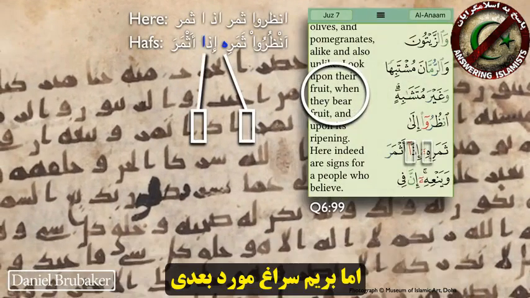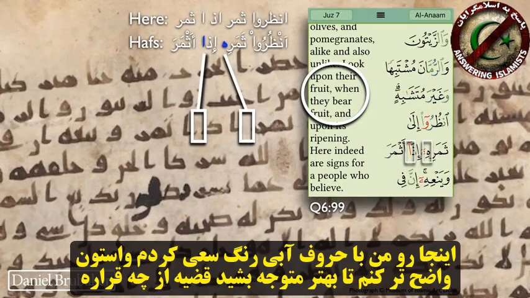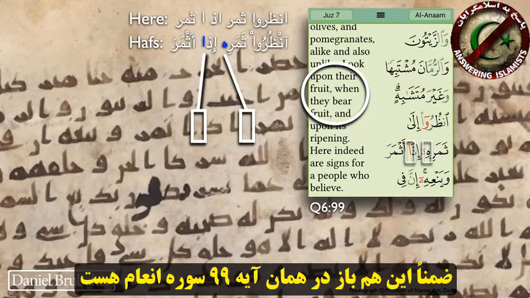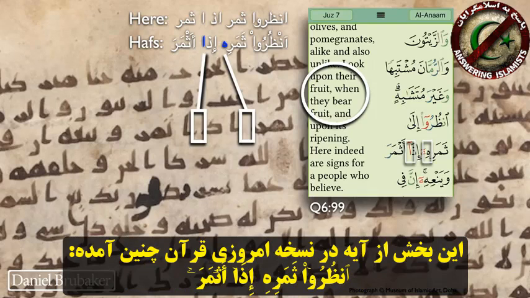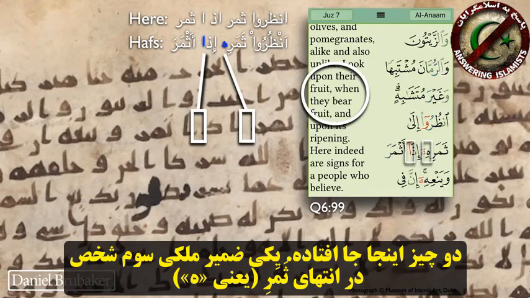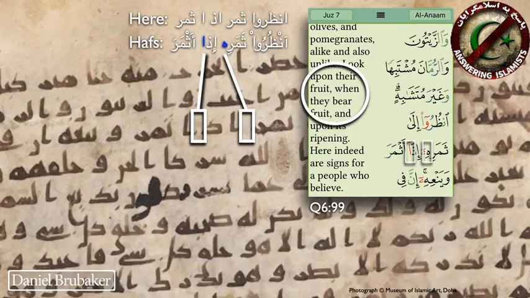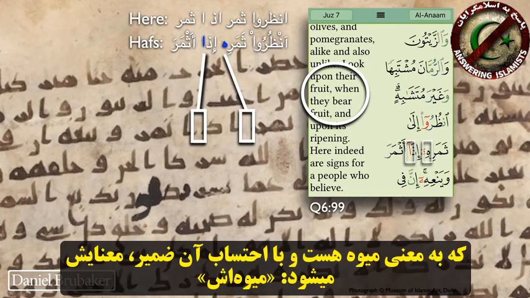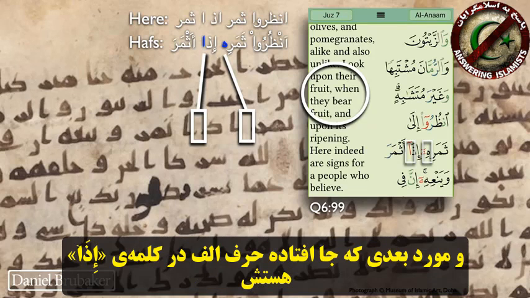Okay, here's the next one, and I've added some color here so you can see a little bit of what's going on. It's also from verse 6:99, and the text today reads, Anzuru thamarihi idha athmara. There are two things missing in the manuscript that are present in Hafs's text, and that is the third-person singular possessive pronoun on thamara, which is fruit. They're fruits, but it would be his fruit, I suppose, more literally.